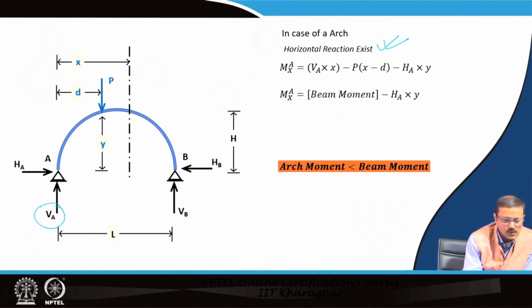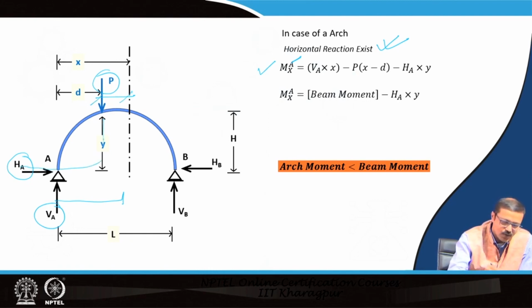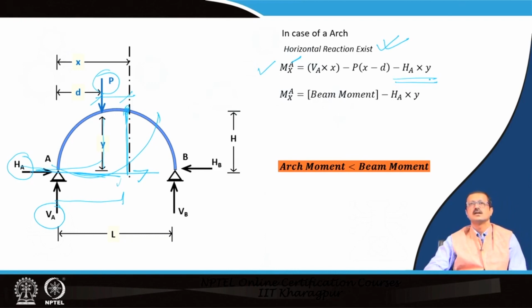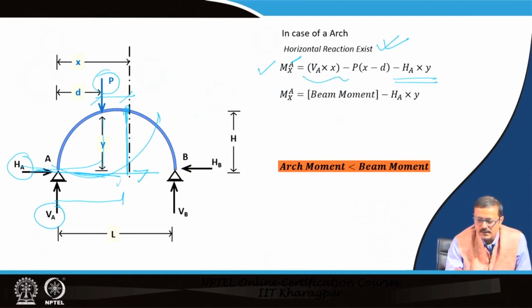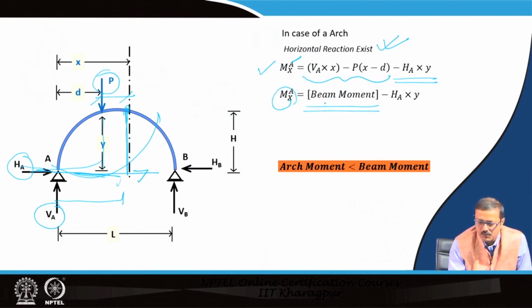So, we have a V_A, we have an H_A also, and this load is still there. Because of that, the moment due to the arch at x, where A stands for arch, is V_A into x minus P into x minus d, and also minus H_A into y, because H and y are also creating a moment at this particular point. This H_A into y is the extra thing that came in the arch. And what is the rest? This is the beam moment which we discussed in the earlier slide, V_A into x minus P into x minus d. So, the arch moment is the beam moment minus something.